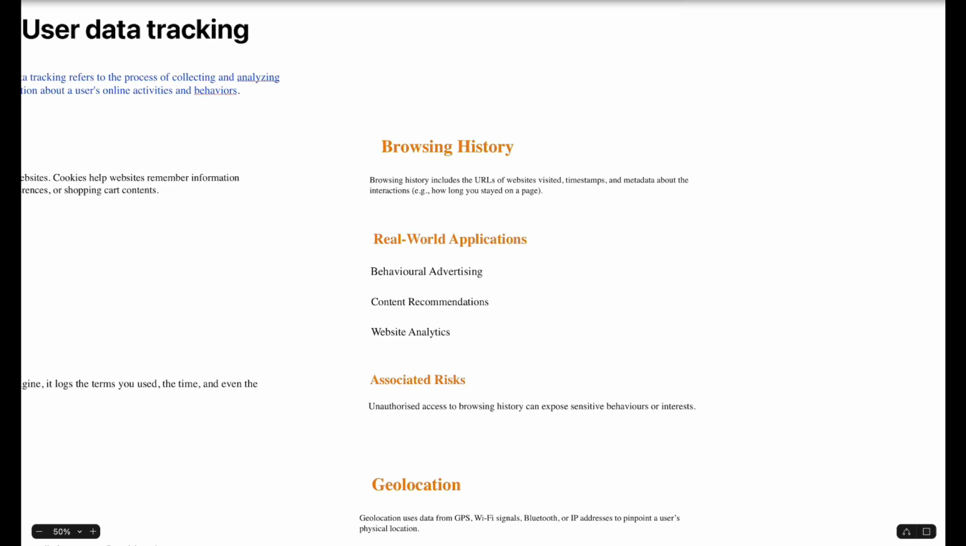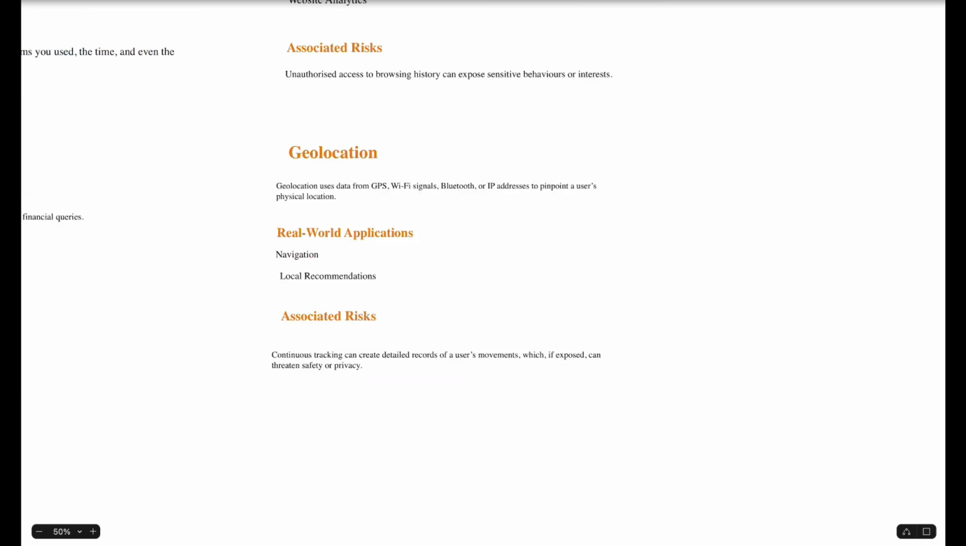Some risks associated with browsing history could be unauthorized access to browsing history, and this can expose sensitive behaviors or interests. And now, geolocation.